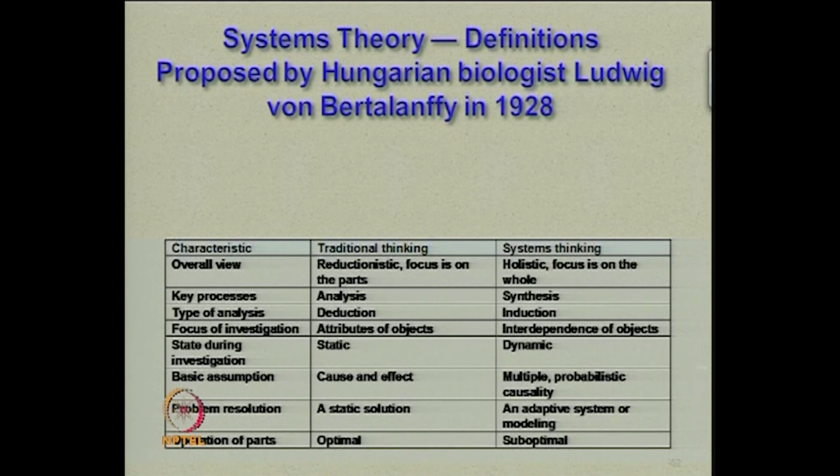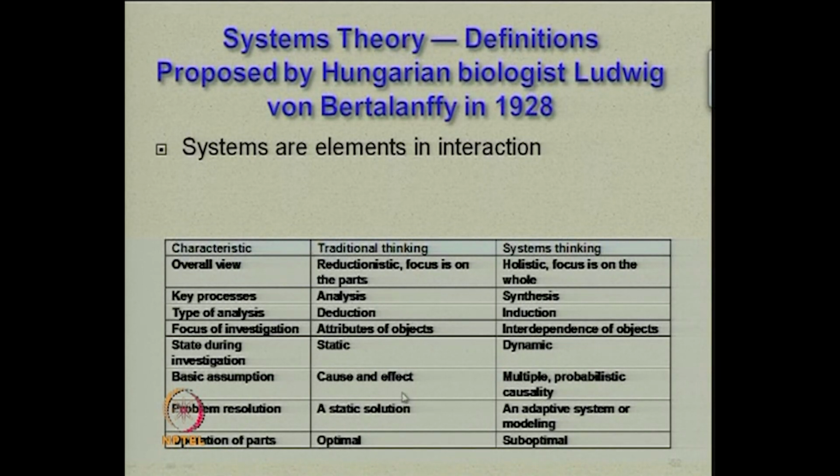But it also goes beyond in terms of methodology. Traditional thinking deals with analysis. Systems thinking deals with synthesis. Traditional thinking deals with deductive processes. Systems thinking deals with inductive processes. Traditional thinking confines itself to the attributes of the object. Systems thinking goes to the interdependence of the objects. Traditional thinking often looks at the static. Systems thinking looks at the dynamic.